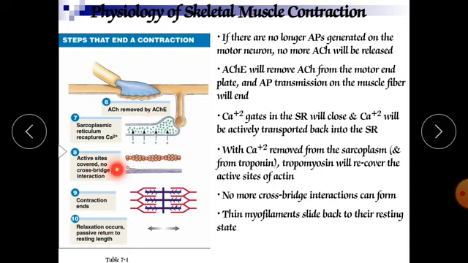Now next, the active sites are covered, so there are no cross bridge interactions. With calcium ions removed from the sarcoplasm and from the troponin, the tropomyosin will cover the active sites again. Earlier, the active sites were exposed and remained open. Now, due to the removal of calcium from the troponin, the tropomyosin will bind to the active sites of actin, and the contraction ends.